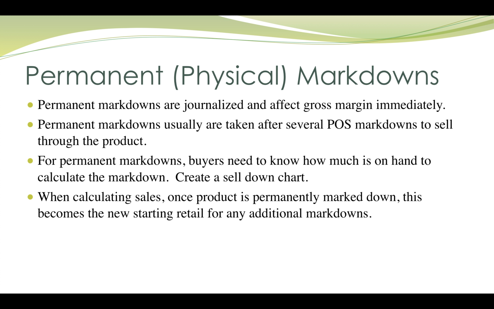For permanent markdowns, buyers need to know how much is on hand to calculate the markdown, and they create a sell down chart, which we will walk through together. When calculating sales, once product is permanently marked down, this becomes the new starting retail for any additional markdowns. So if there were going to be additional percentages off, that percentage off would come from the permanent markdown. If you go back to that hang tag we were talking about that was crossed out in red, any further discounts would be taken to the red price as opposed to the original retail price.